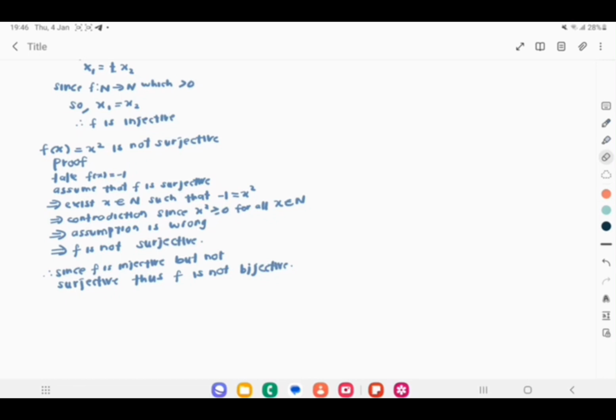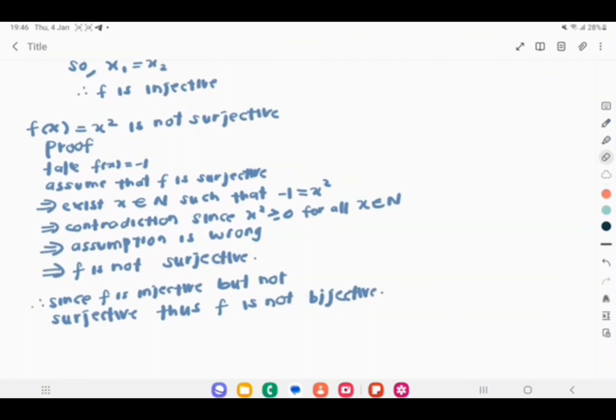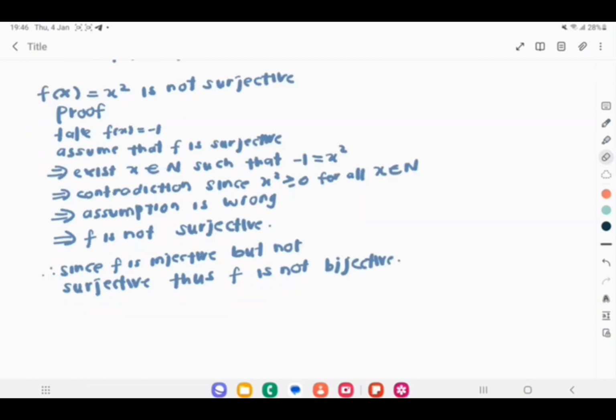We can prove this when we take f(x) equal to -1. Assume that the function f is surjective. There exists x, a natural number, such that -1 equals x squared. Contradiction, since x squared is greater than or equal to 0 for all natural numbers x. The assumption is wrong. f is not surjective. Since f is injective but not surjective, thus f is not a bijective function.